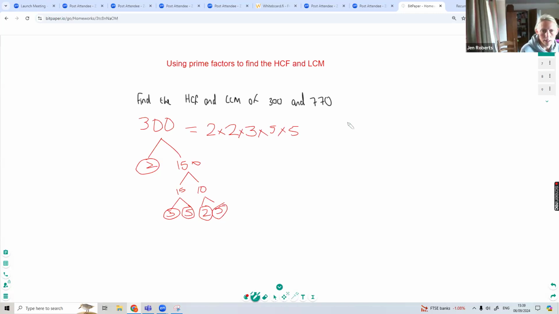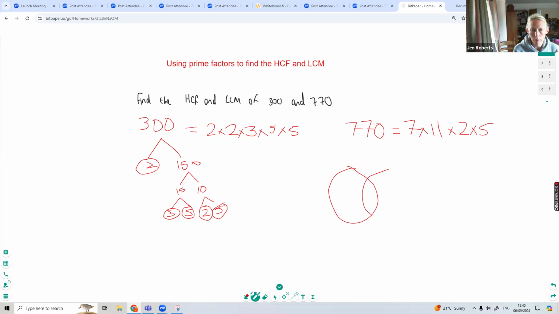And for 720, it is 7 times... I've just skipped finding the prime factors here. But if you did use that method to find the prime factors, you should get this. If you want a reminder on how to do that, there is a revision video on finding prime factors.